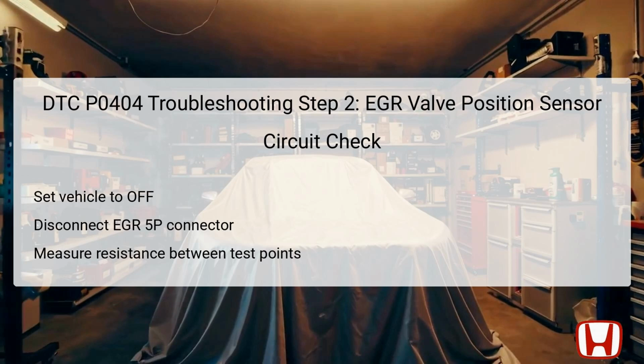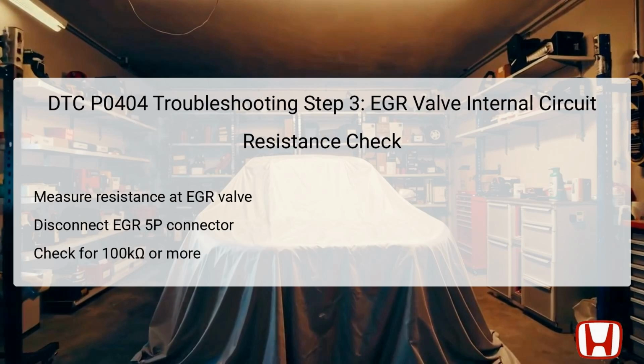Proper testing at this stage helps determine if the sensor's internal circuitry is functional or defective, critical for accurate EGR operation. Next, perform an internal circuit resistance test at the EGR valve itself. With the vehicle ignition still off, measure the resistance between test points 1 and 2 on the EGR valve, which correspond to terminals number 2 and number 4 of the connector. This test evaluates the internal wiring and sensor circuit integrity within the EGR valve.